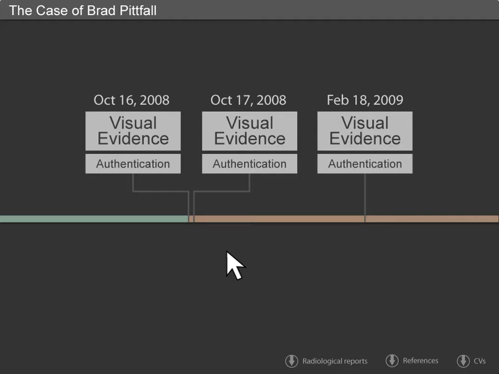The visual evidence is separated into 3 modules which are based on a series of axial head CT scans obtained for Brad Pitfall on 3 dates. The first module corresponds to the day of October 16, 2008, immediately after Brad Pitfall's traumatic injury. The second module to the day following an emergency procedure, and the third to a follow-up head CT 4 months later. Before we proceed to the visual evidence for the case, we will first review the authentication of the data.